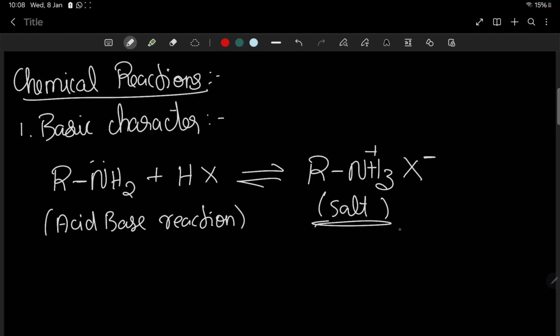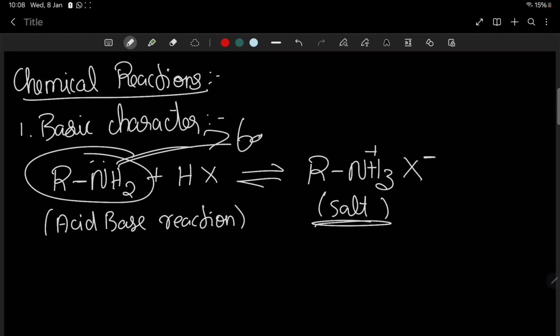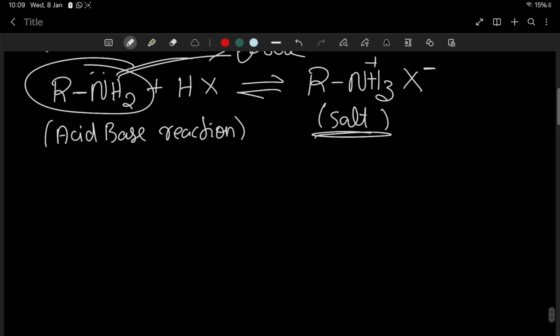So we get a salt. So this is an acid-base reaction. That's why we say amine is a basic compound. Amine is a basic compound. Now, the basic character of amine is explained at great length, but what I am going to do now is explain it very simply.